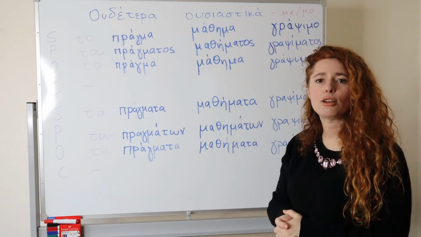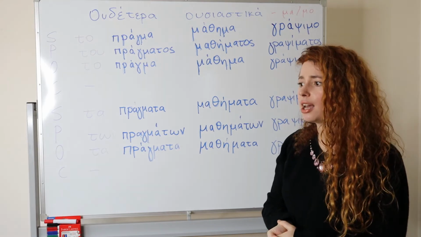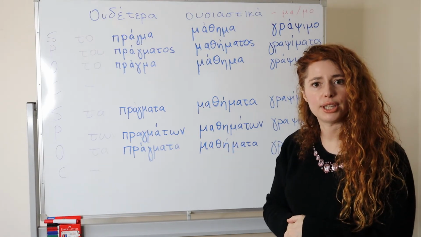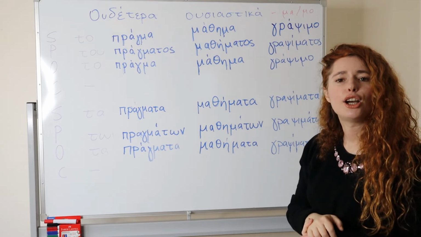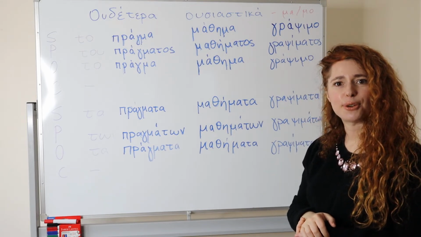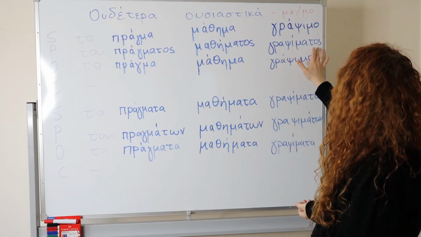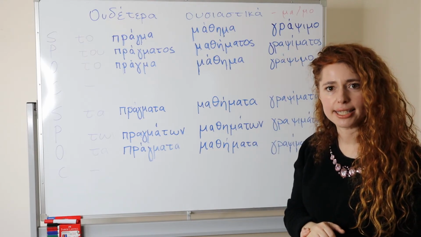Το μάθημα as an object. The lesson as an object. Πάω στο μάθημα. I go to the lesson. Το γράψιμο, the writing. Το γράψιμο είναι εύκολο. The writing is easy. Του γραψίματος, of the writing.